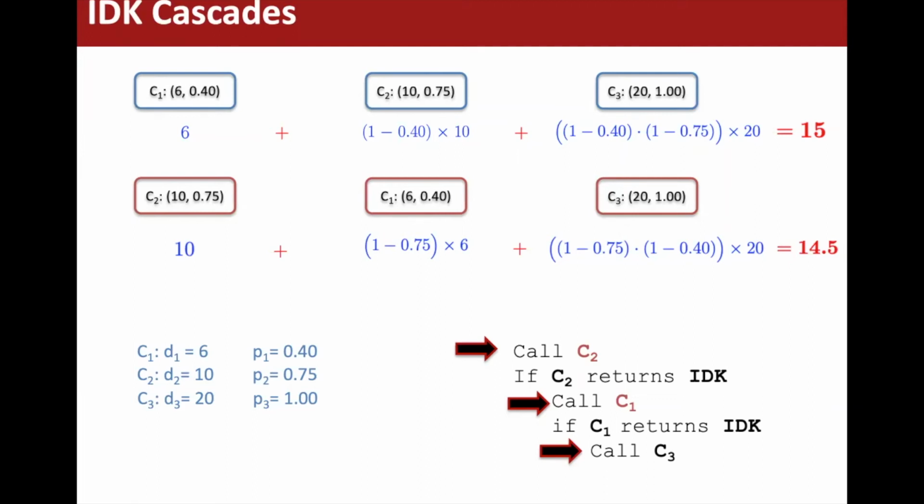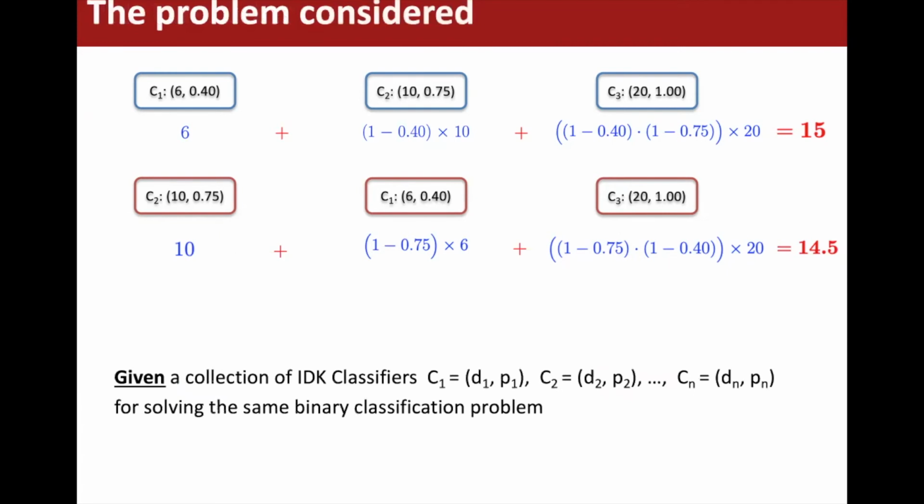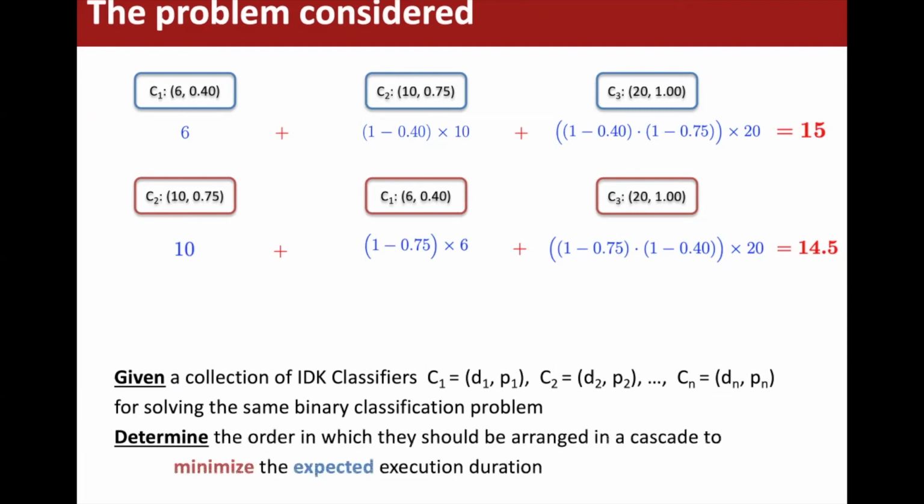Let me now briefly enumerate the problems that we have considered in our paper that appears in the proceedings. We assume that we are given a collection of IDK classifiers, all for solving the same binary classification problem, that are characterized by different execution duration and success probability parameters. Given such specifications, our objective is to determine the order in which all or some of these classifiers should be arranged in a cascade in order to minimize the expected execution duration.